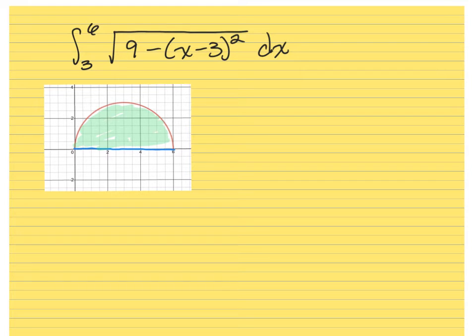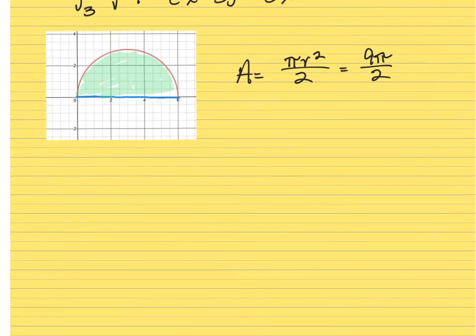You're simply going to come in here and say, okay, the area of a semicircle is pi r squared divided by 2, right? The area of a circle is pi r squared. The radius here looks like 3. So in this case, it's going to be 9 pi over 2. That's our area, right? 3 squared is 9. And so we can find the areas if they're a geometric shape using this approach. Okay? Now, let's try another one real quick.